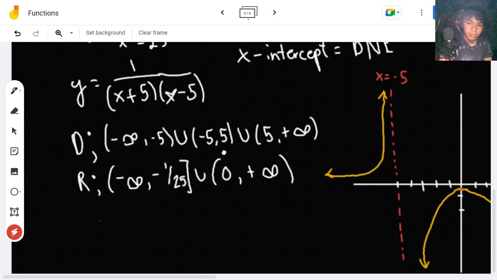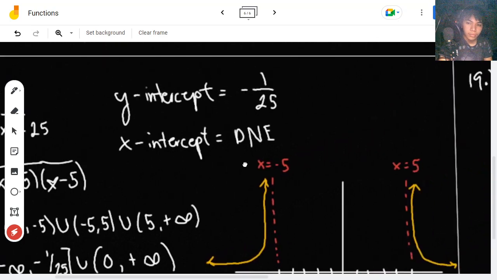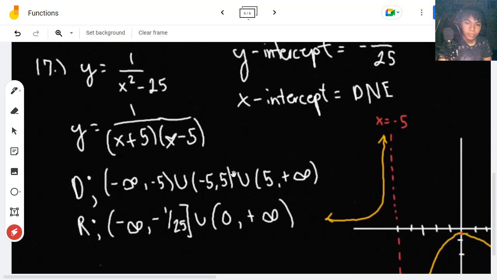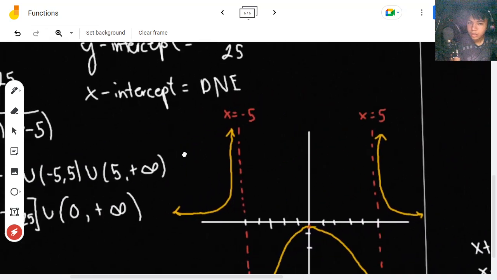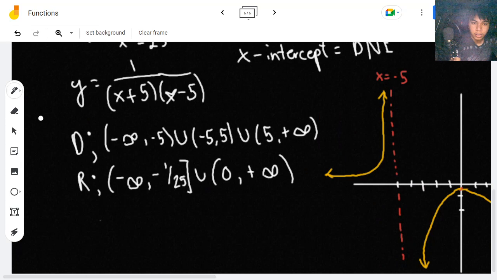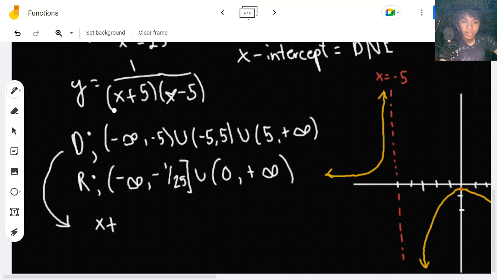Now, hold on. Now for our domain, did I actually, I think I erased the solution for that. For our domain, we just know that we will just solve for these two values in terms of y.